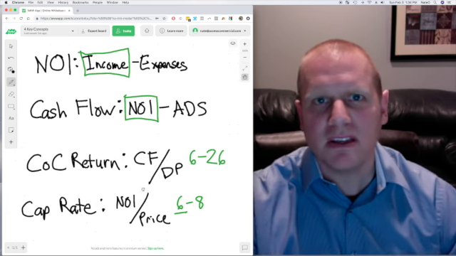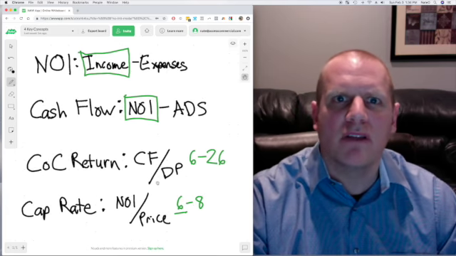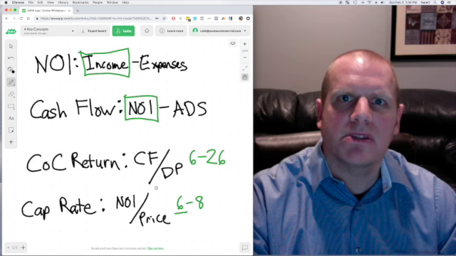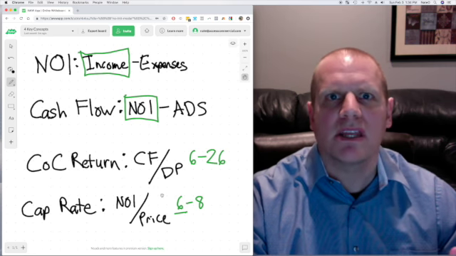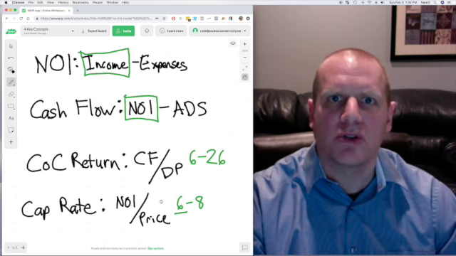Let's take a look at our first example to see how all of these 4 concepts work together to understand an analysis of a commercial investment property.